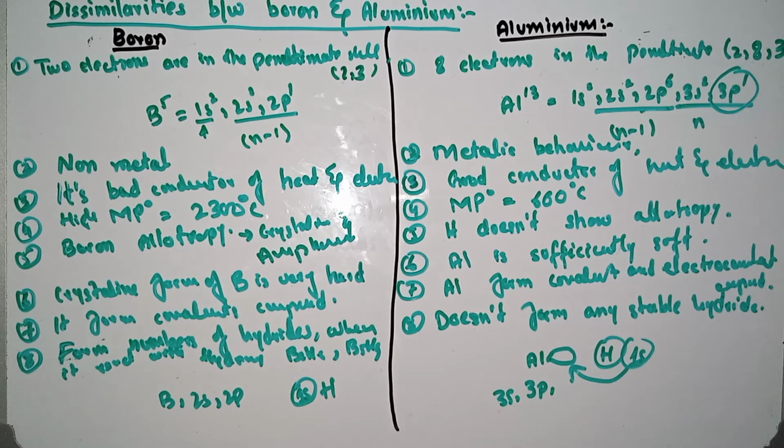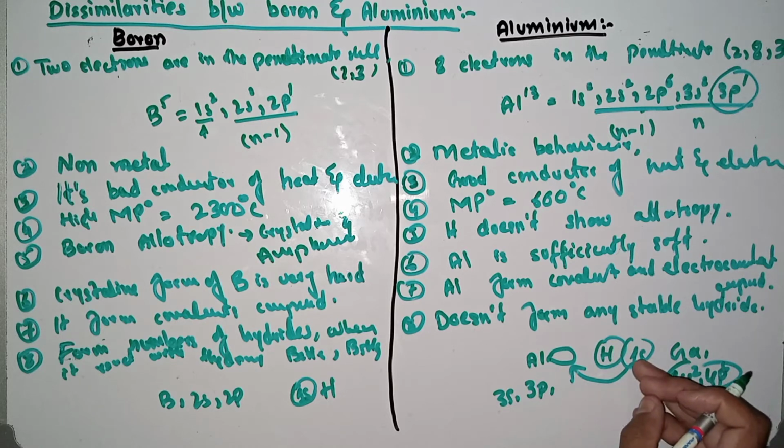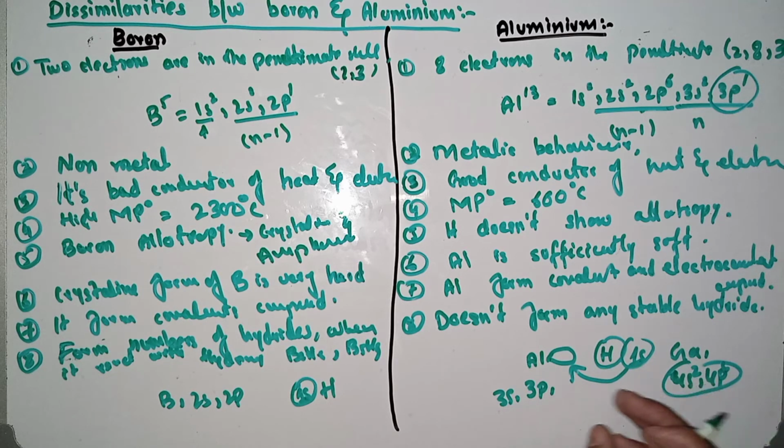I think the points will be cleared. After aluminum comes gallium, which has 4s2 4p1 in the valence shell. There is a very large difference between the 1s of hydrogen and the 4p of gallium for overlapping. That's why its hydride will be very unstable as compared to aluminum or boron.